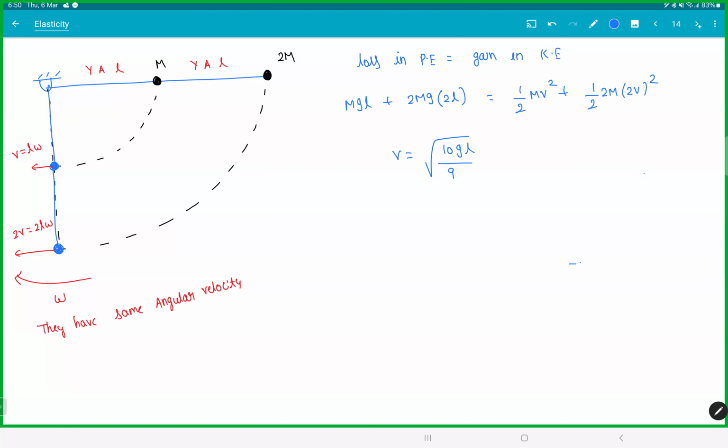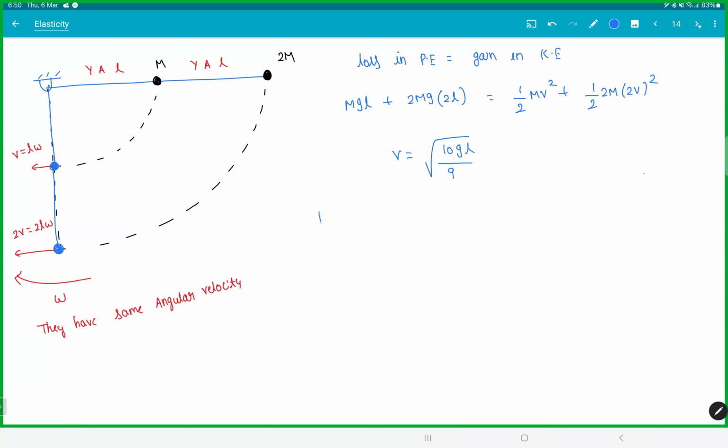That is 5 to 10, and that is 4 plus half plus 4. Yeah, 10gL by 9. That's the velocity, everyone. Then you want to find the tension.